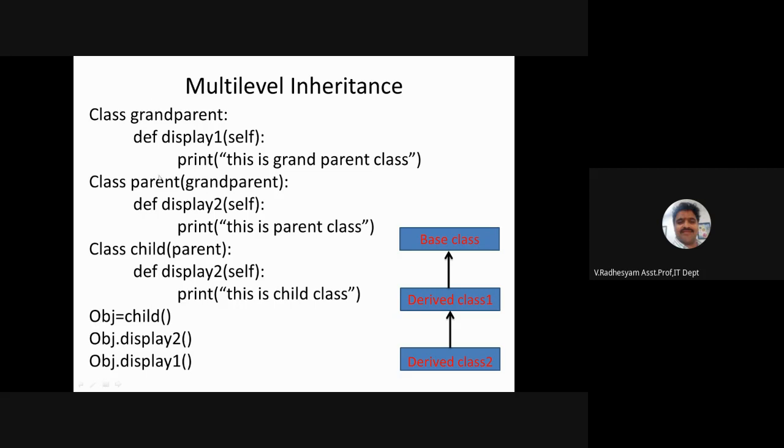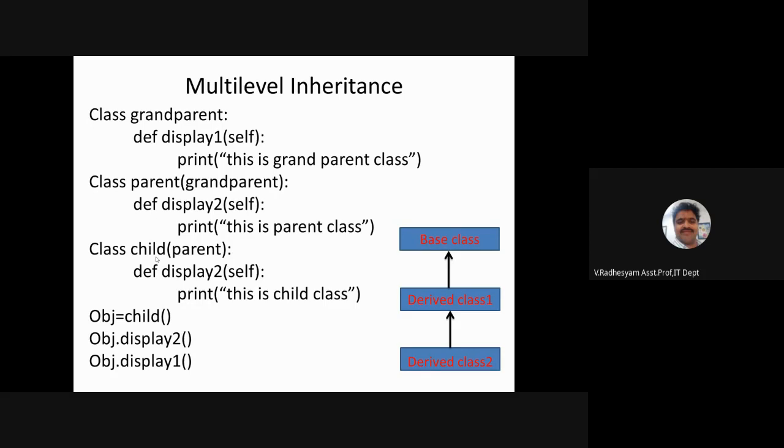So grandparent, parent and child. And once again I am saying, these grandparent, parent and child are not reserved words. You can use any class name you want, but for your understanding purpose, I am naming them grandparent, parent and child. So this is a multi-level inheritance.